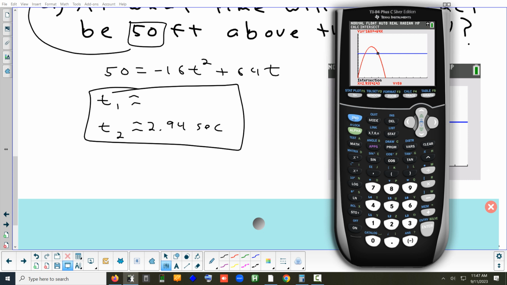I think I messed up. Okay. Well, let's do it again. No, I think I messed up on the equation. I'm doing a different problem. Let me take a look at it after. We'll see.